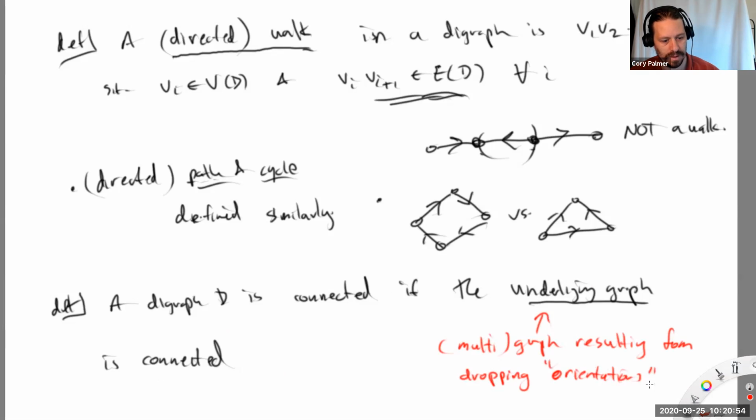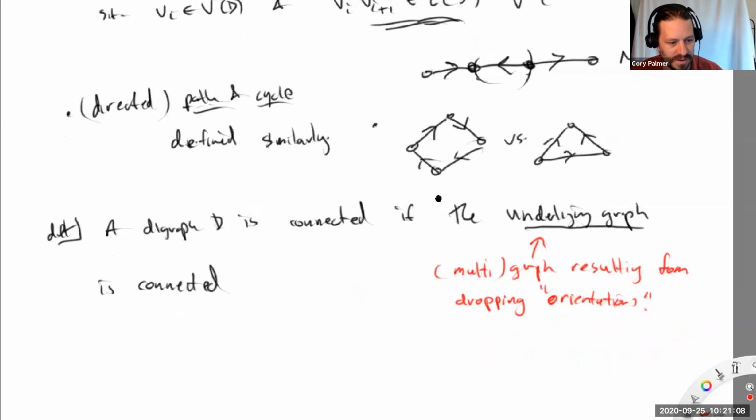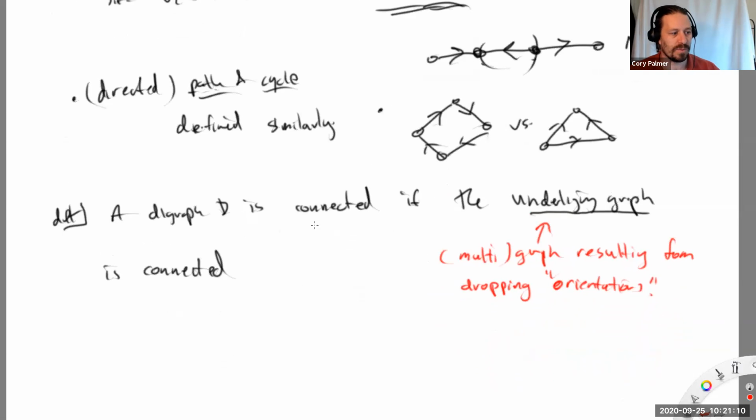Okay. I haven't actually said formally what orientation is, but it's the direction of the edge. Just ignore the direction of the edge. Replace each arc from U to V with an edge UV. And the resulting graph is the underlying graph. Even just that term, underlying graph, I think it's pretty obvious what we should mean there. But so we say a digraph is connected if the underlying graph is connected.